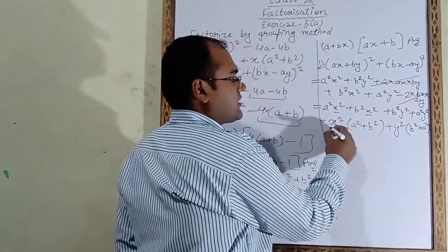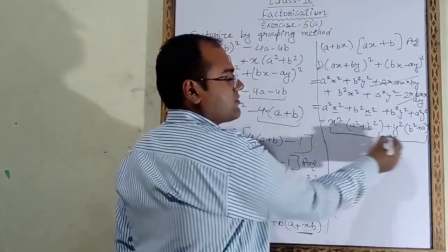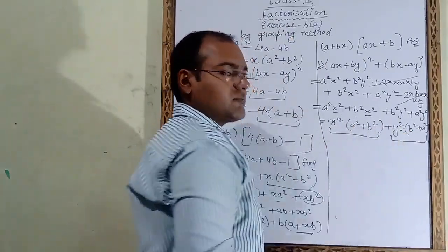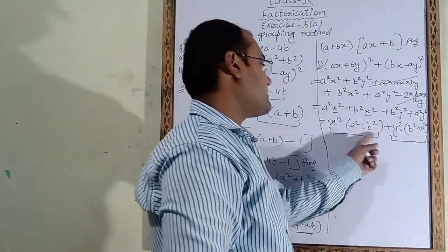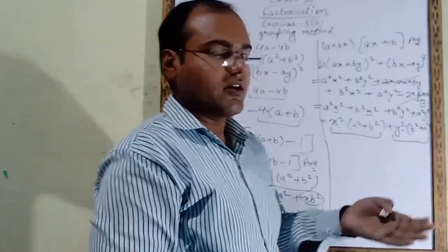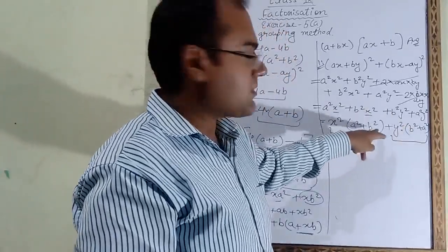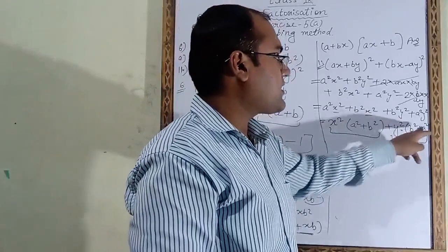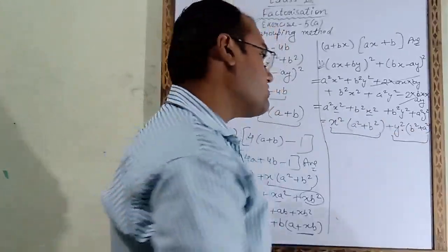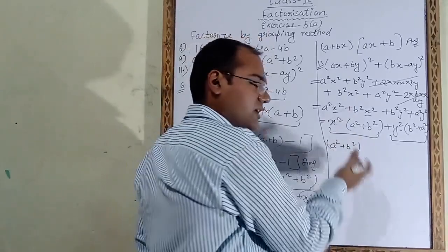Now next step is, here we will observe that this full is one term, this full is another term, because here no sign is coming, that means multiply. Here also no sign is coming, that means multiply. So we will consider this as one term and this one as the second term. Now in both the terms, if you observe, bracket a square plus b square is coming here, and here also it is coming. So we will take a square plus b square common.